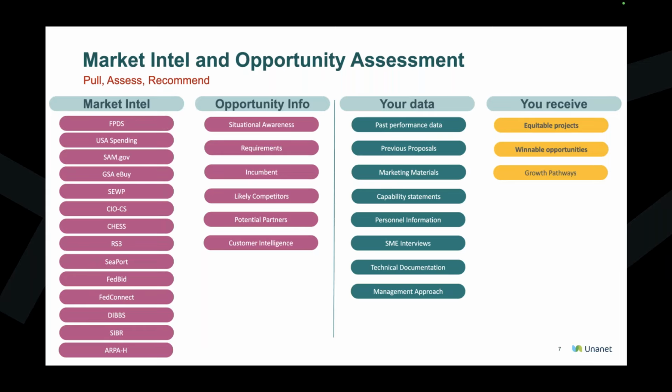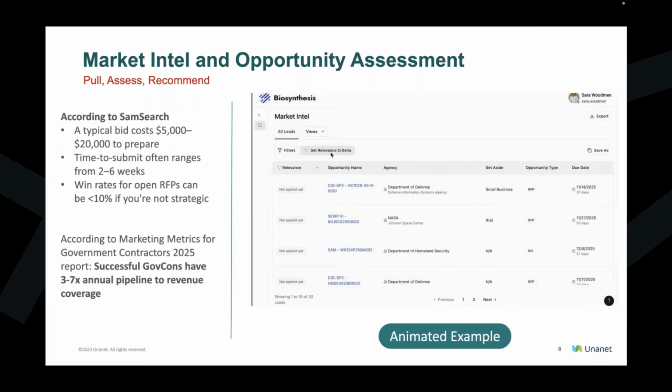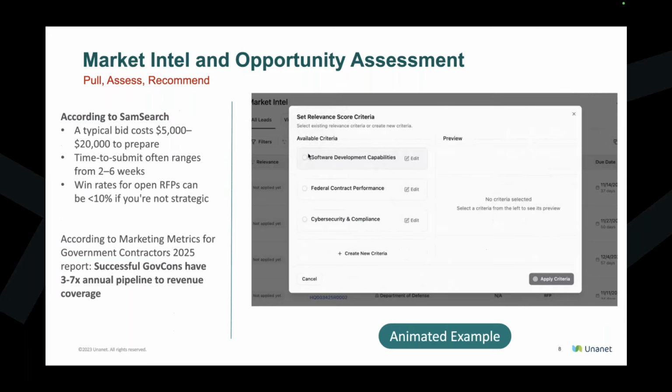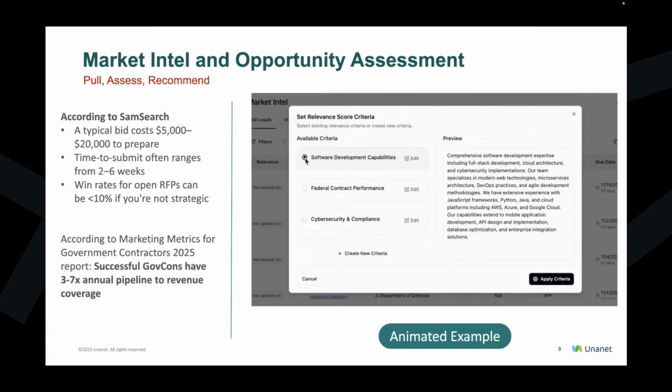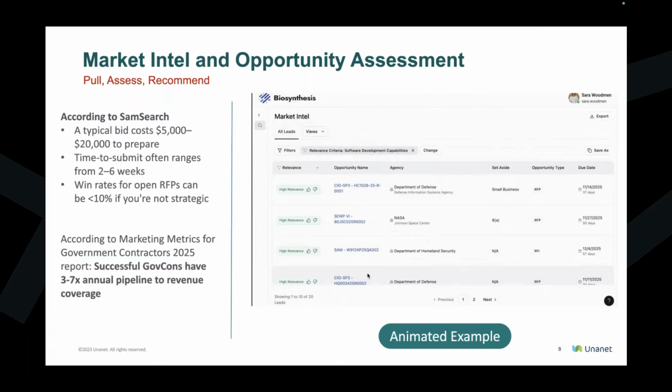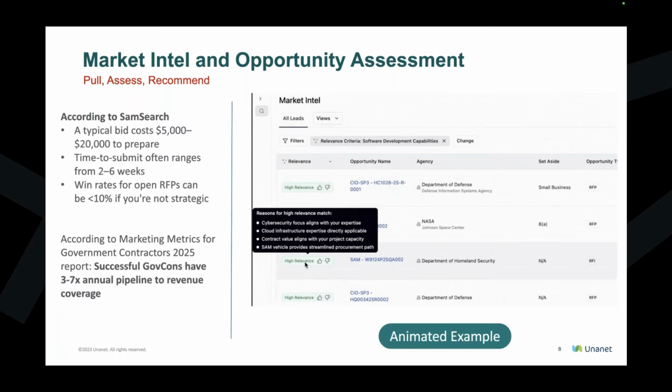So a big thing is you don't want black box AI. Black box AI is essentially spitting out an answer without knowing how it came to that conclusion. Good AI solutions are always going to have an explanation or a full chain of thought associated with their output. So here on the screen, once you hit software development capabilities and apply that criteria, it's going to show you highly relevant opportunities with a reason as to why it's a match.